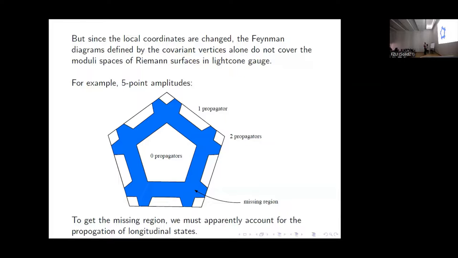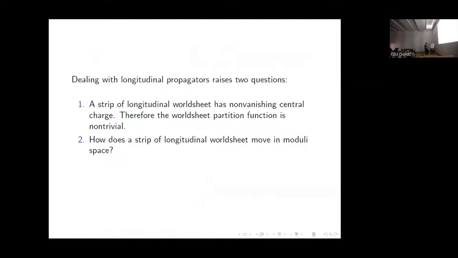Okay. So now what we're hoping is that the longitudinal propagators will fill in the rest of this stuff. But dealing with the longitudinal propagators raises two questions. One is that it involves integrating over strips of longitudinal world sheet. So we're adding longitudinal world sheet to our Feynman diagrams. And the longitudinal part of the CFT has non-vanishing central charge. So in order to deal with this operator, we have to come to terms with the conformal anomaly and understanding how to evaluate partition functions on Mandelstam diagrams.